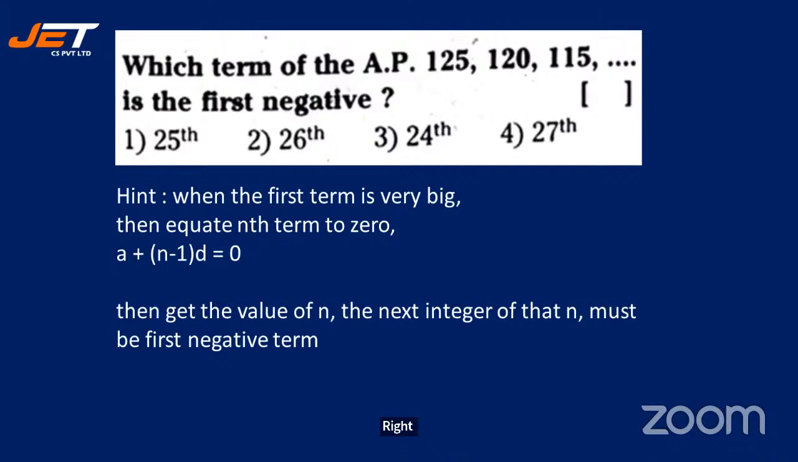Right. When the first term is very big, then equate the nth term to 0. A plus n minus 1 into d is equal to 0. What is A? 125. What is n? We don't know. So n minus 1 into d is 120 minus 125 is minus 5 is equal to 0. Now get the value of n. Yes. Now do the sum quickly and then give me the answer.